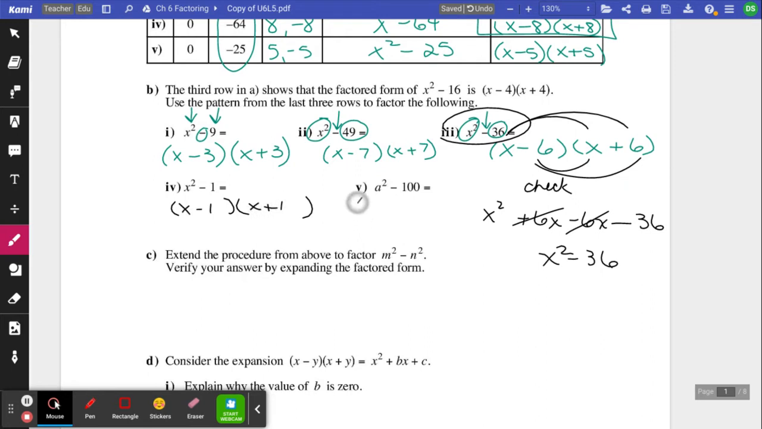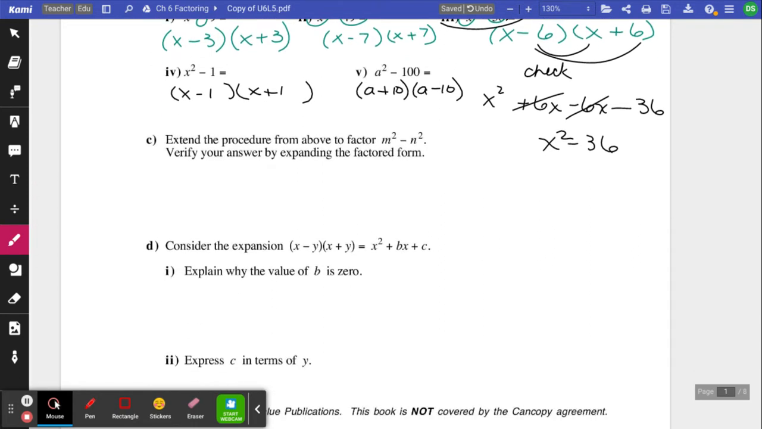X minus 1, x plus 1. Yeah. Next, over here. a plus 10. A plus 10 and a minus 10. Does not matter which one is negative, which one is positive. The x term that used to be in the trinomials is now gone, right? Okay. I'm not going to do part C, I just did it.